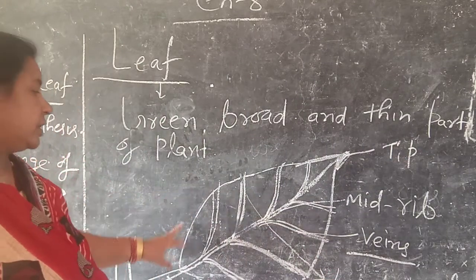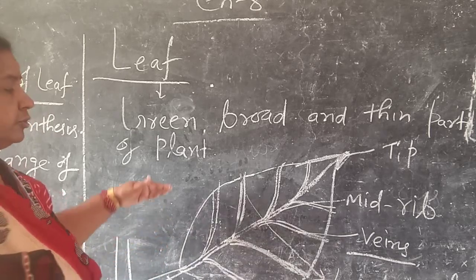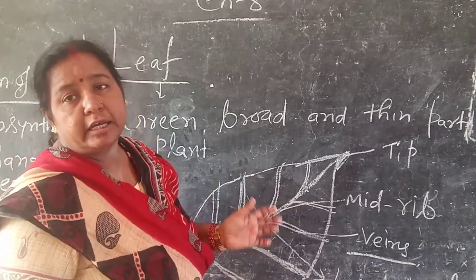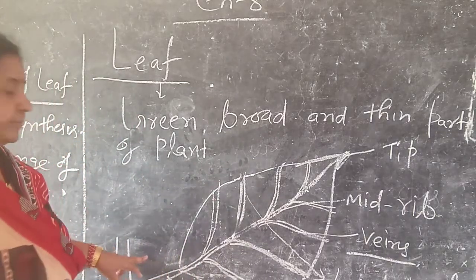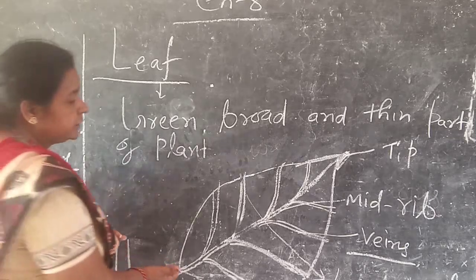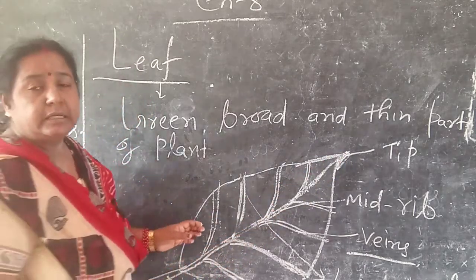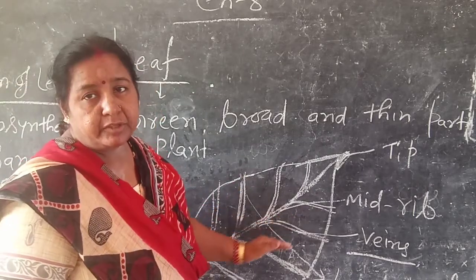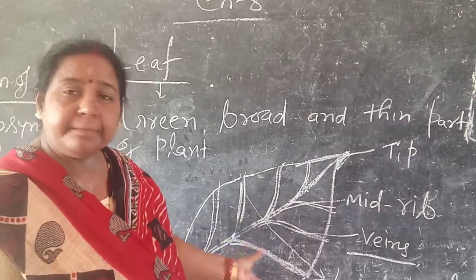Understand? Now you know about the structure of leaf. This whole part of leaf is called lamina or leaf blade. The part by which leaf is attached with the stem is called petiole. Petiole is continued to the tip. This part is called the midrib. Understand? Now these are the veins by which water and food comes into it.